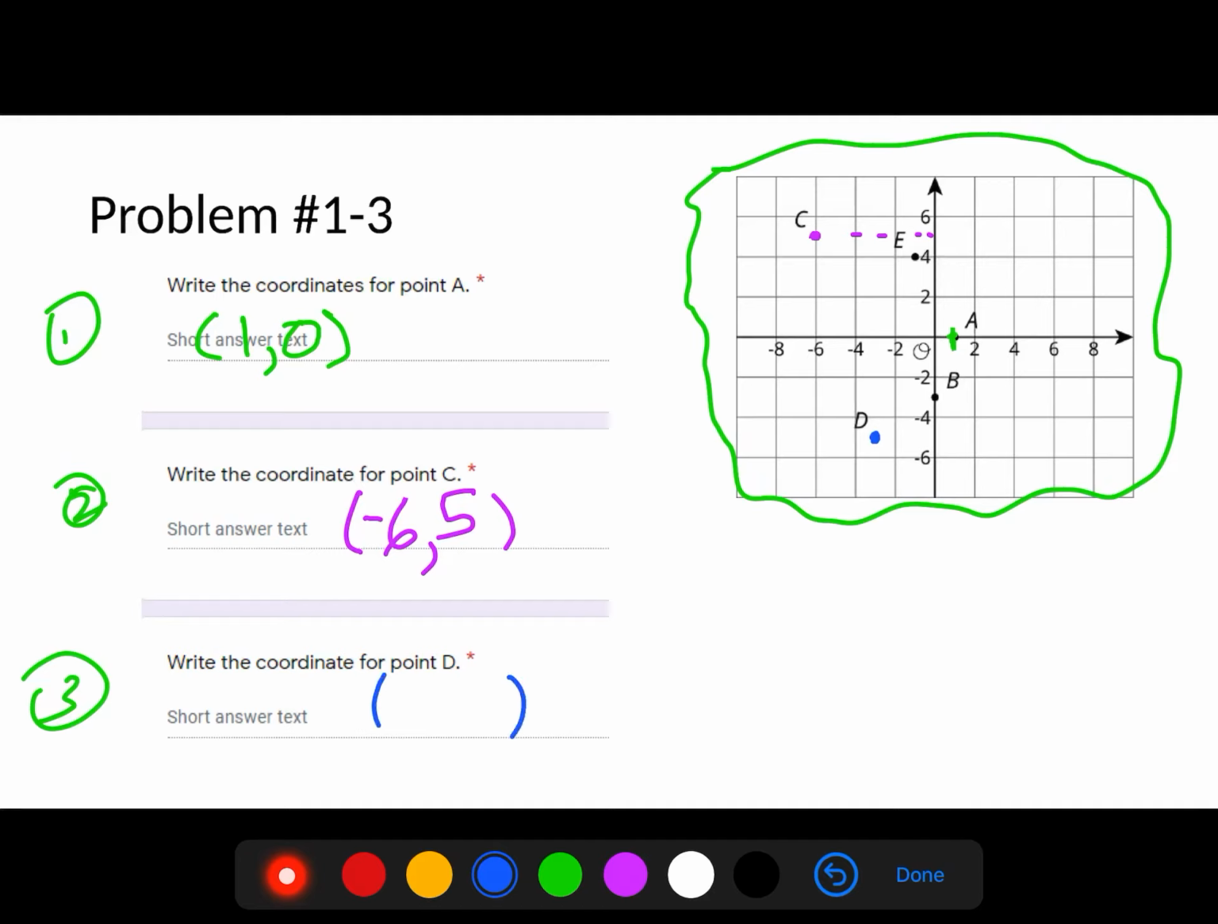And then point D is down here. And again, it's always parentheses with a comma in the middle. The X, this is the X right here, will be between -2 and -4, so -3. And on the Y, between -4 and -6, that's -5. So -3, -5. So that's points A, B, and C on the coordinate plane.